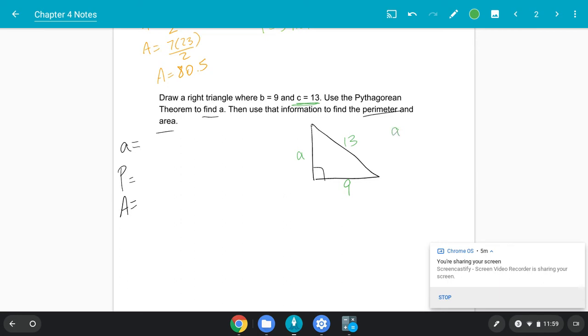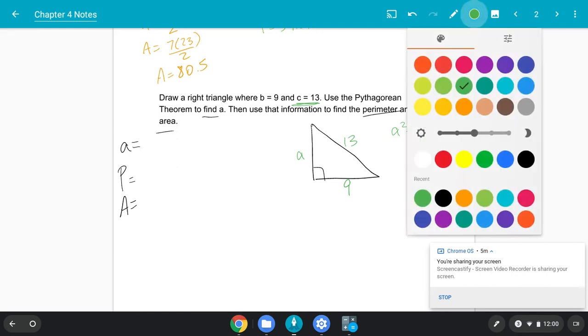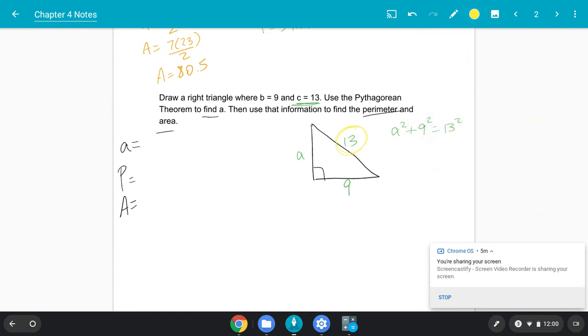So start with our Pythagorean theorem: a squared plus 9 squared equals 13 squared. The hypotenuse, this one, is always alone. Always, always, always. So we have a squared plus 81 equals 169. I just happen to know that one. Now, to solve for a, we drop our line and subtract 81, and we get a squared is equal to 88.